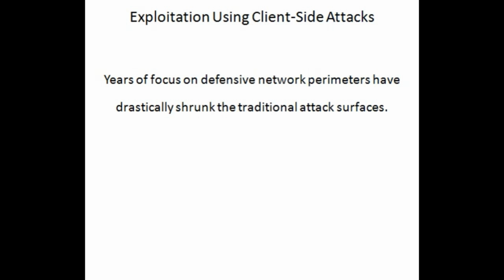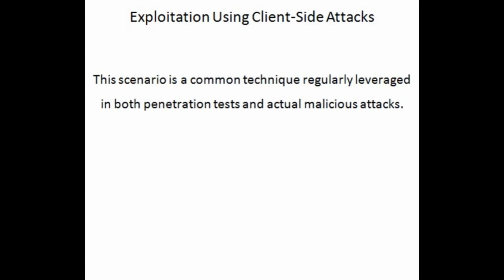You harvest email accounts, names, and phone numbers, browse social networking sites, and create a list of known employees. Your malicious email instructs the email recipients that payroll information needs to be updated. They need to click a link in the email to do this. However, as soon as the user clicks the link, the machine is compromised and you can access the organization's internal network. This scenario is a common technique regularly leveraged in both penetration tests and actual malicious attacks.